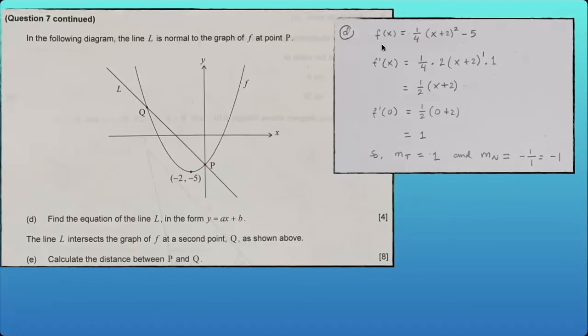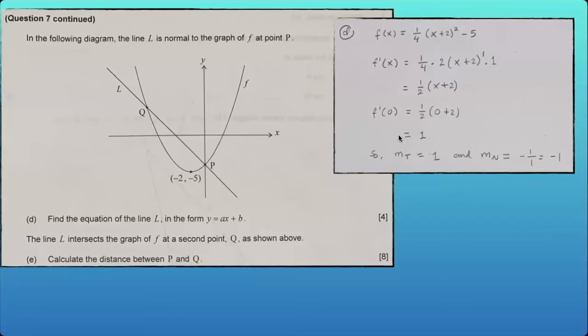Given function f, we can find the gradient function by deriving this expression. Use chain rule to differentiate this expression to get half times x plus 2. The derivative of -5 is just 0. So this is the gradient function. The question says the line L is normal to the graph of f at point P. Now that point P has x coordinate equal to 0. So substitute x is equal to 0 into this gradient function to get the gradient of the tangent.